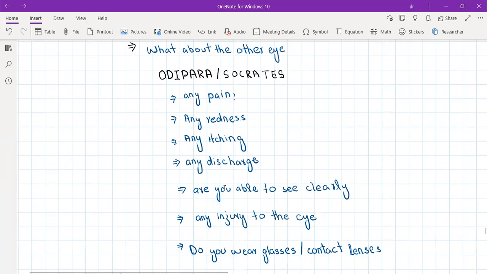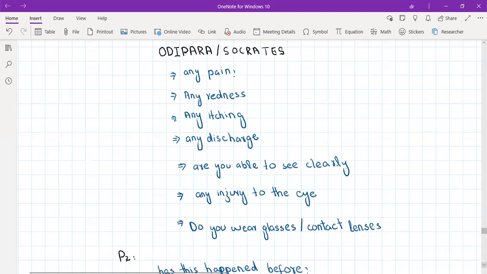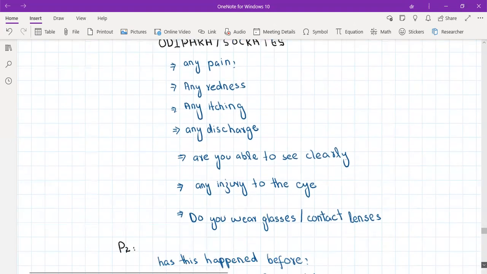Are you able to see clearly? So visual acuity, any injury to the eye. So trauma to the eye is also very important. And you should also ask, do you wear eyeglasses or contact lenses? Because wearing eyeglasses for short-sightedness or long-sightedness is a risk factor for other eye conditions as well. And contact lenses are also risk factors for many eye conditions, including infections. Okay, so these are the important questions basically.